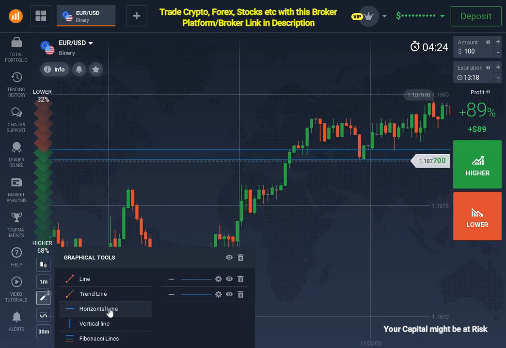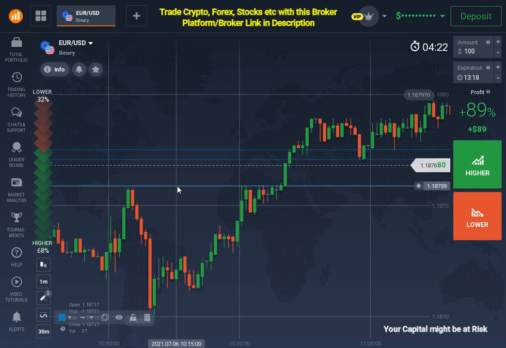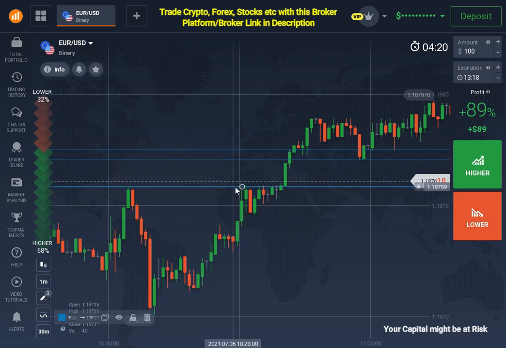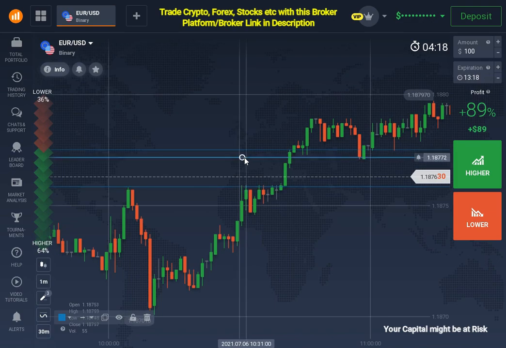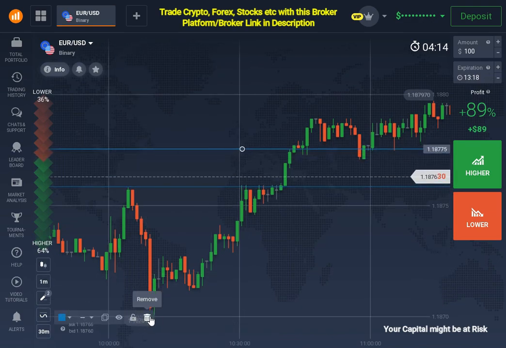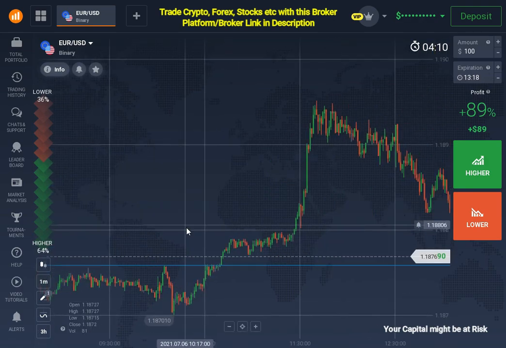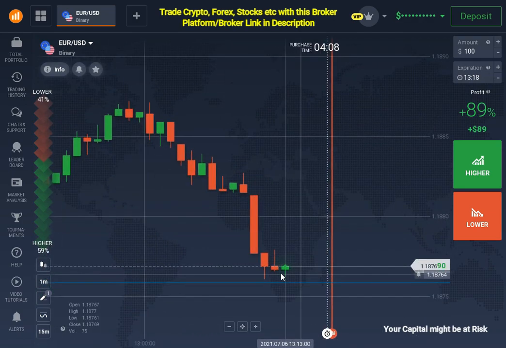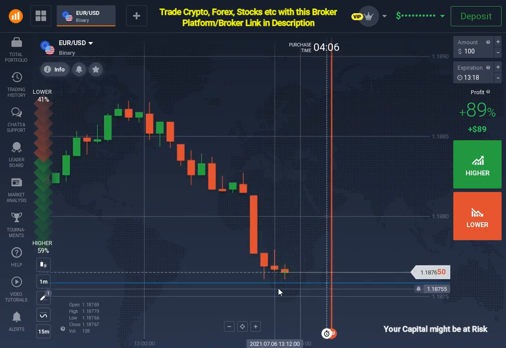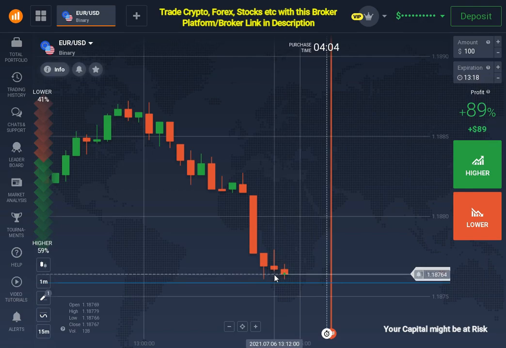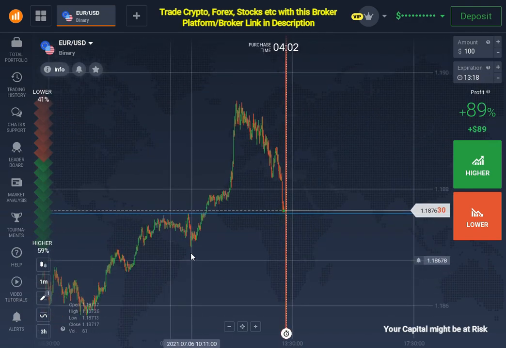We have a previous resistance level here also, you can see. I will remove it now. Okay, so we have a previous level of resistance here, which has been tested by the market, and it is now working as a support level.